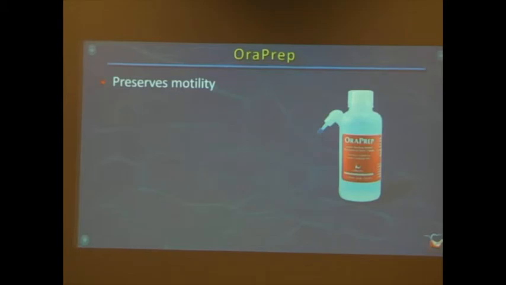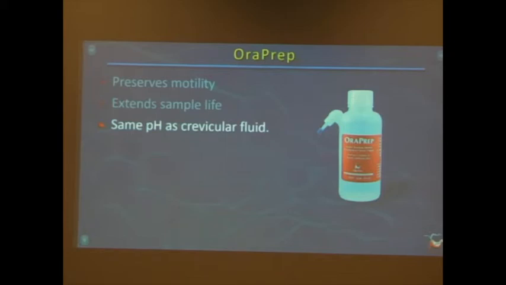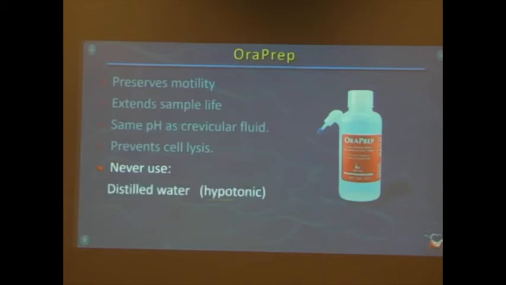OraPrep is an artificial crevicular fluid. We found out very early on that what you put on the slide to mount the specimen makes a huge difference in what you're likely to see. So you never want to use things like distilled water, which would be hypotonic and the cells will explode in it, or normal saline, which is way saltier than crevicular fluid is, and the cells all crenate and you can't make heads or tails of what you're looking at. So this has been designed to be the same pH as crevicular fluid. Keeps them looking on the slide just the way they do in the mouth.